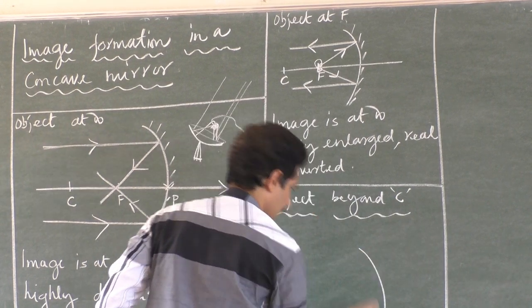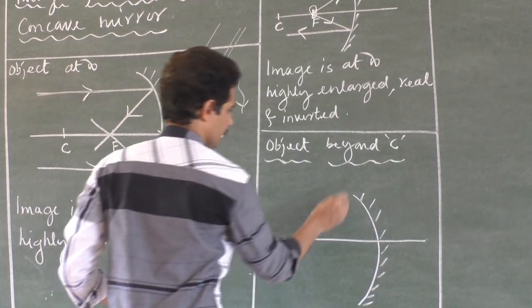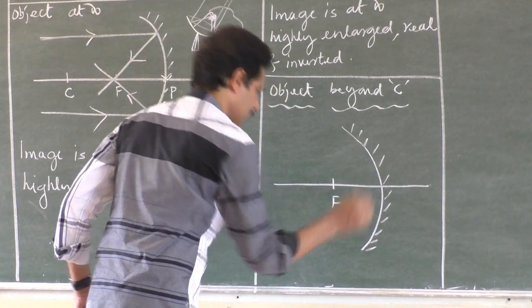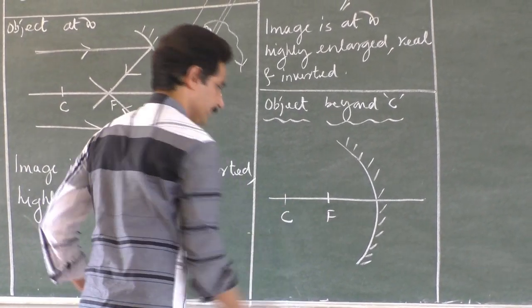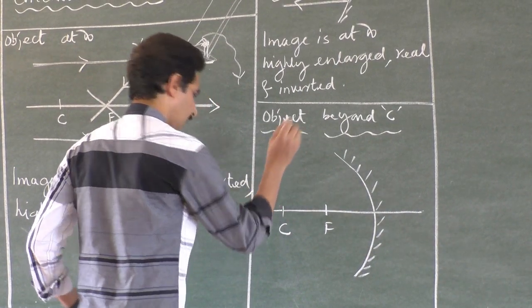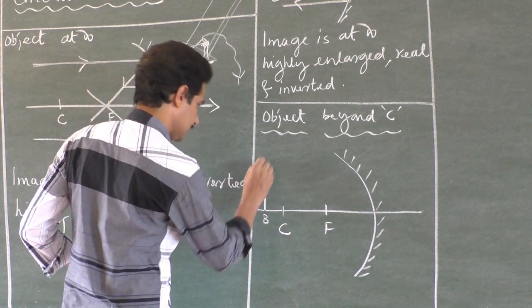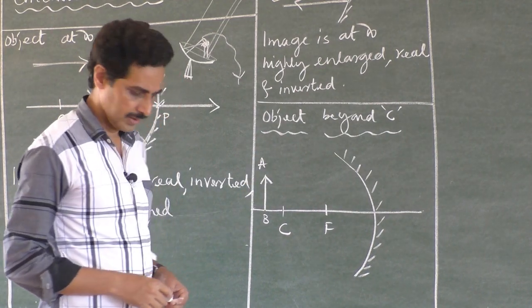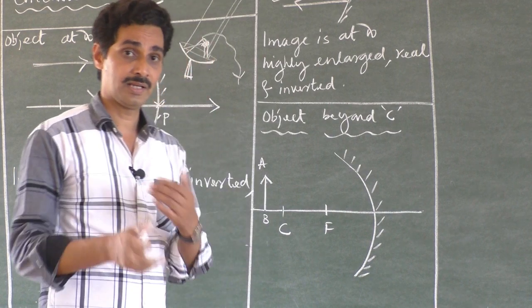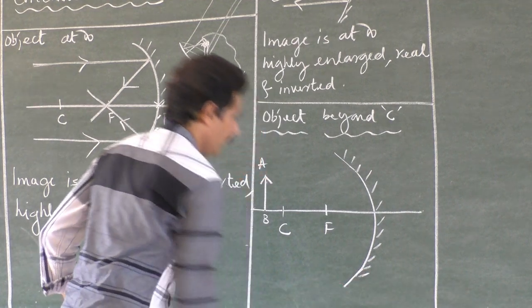So we will take a concave mirror like this, and this is the focus where parallel rays meet, and this is the center. Let us keep an object away from the center. This is the object. In order to identify it, I will have an arrow mark. So this is B and this is A. In the previous class we have drawn this in order to find the relation between focal length, object distance, image distance, etc. Okay, now where is the image?